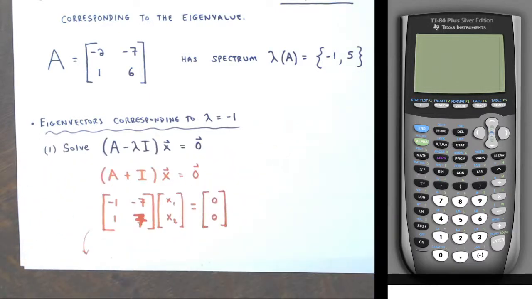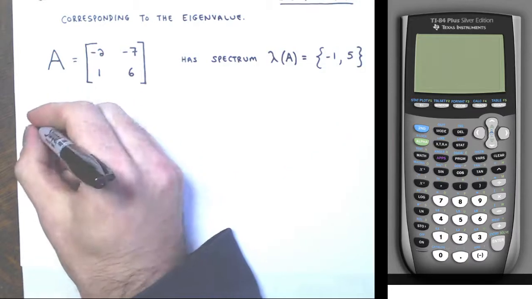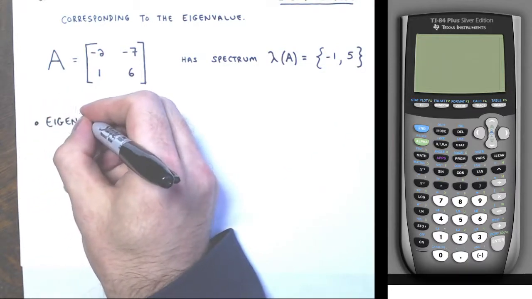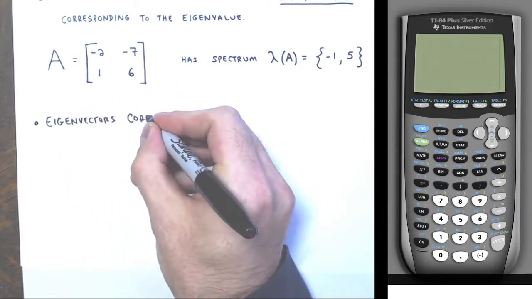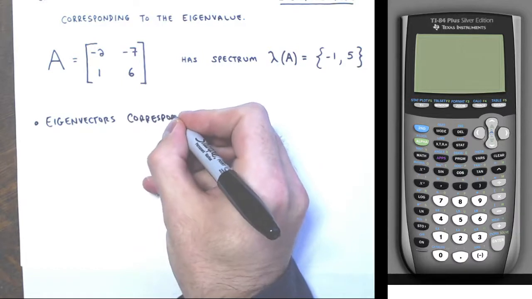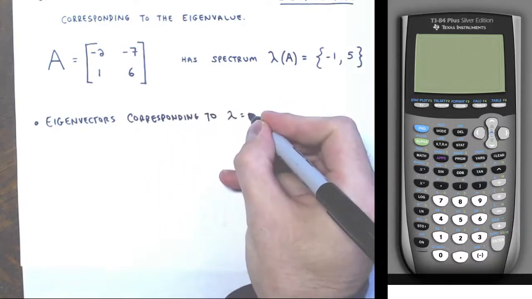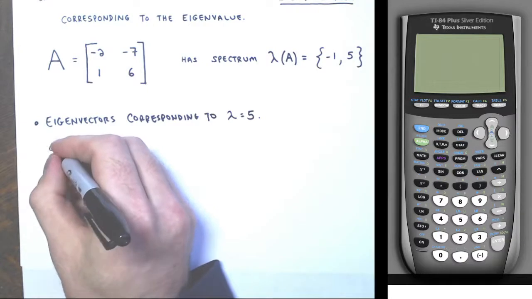All right, so same matrix A, but now we're going to find eigenvectors corresponding to lambda equals 5, to that eigenvalue. Same thing, I'm solving this equation.